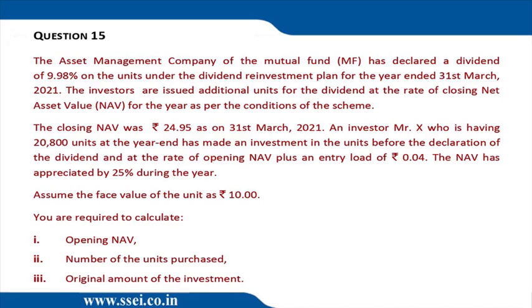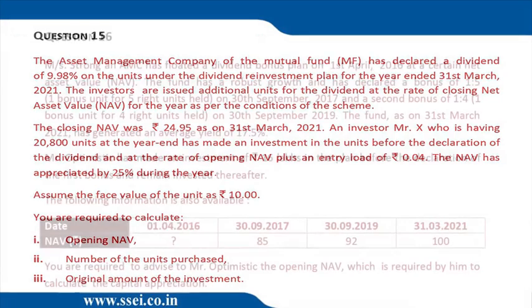There was a load of 0.04. So 19.96 plus 0.04 is 20. So 20 multiplied by 20,000. The amount invested was 4 lakh. Very easy question. Very good question.